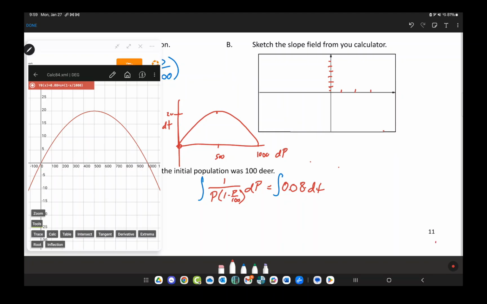So that means that dP over dt is 500 over 20. Gives me about 25. So halfway through this, okay, halfway through this, my highest rate of change should be about 25.